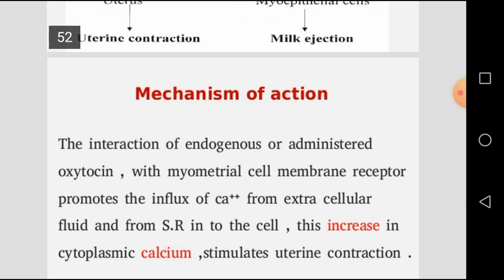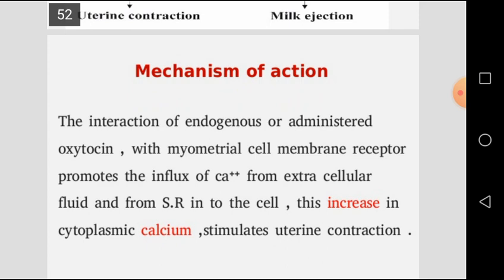Then the mechanism of action. The interaction of endogenous or administered oxytocin with myometrial cell membrane receptors promotes the influx of calcium ions from extracellular fluid, and also release from intracellular stores into the cells, which increases the cytoplasmic calcium and stimulates uterine contractions.